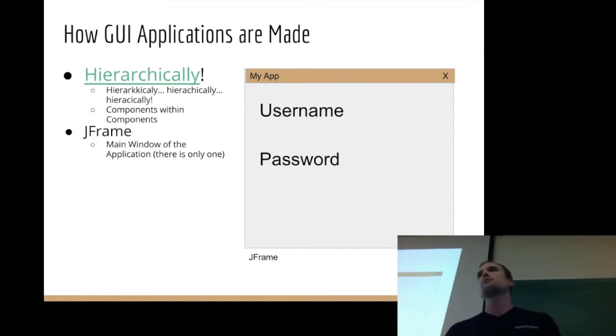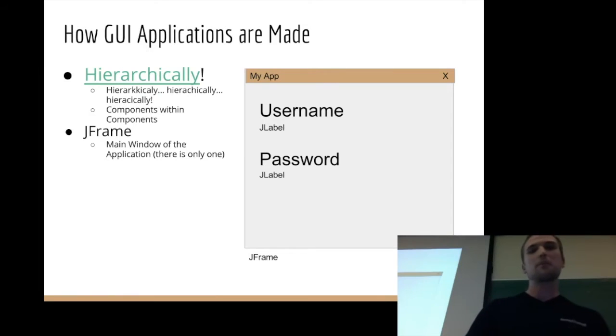So these are what you might call labels, just plain text. They're just to tell the user, basically to label components. In Java Swing, those are called JLabels. So you kind of get the pattern here: frame, label.